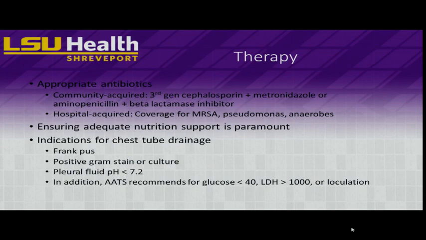So the AATS guidelines also recommend that you perform chest tube drainage if your glucose is less than 40, if the LDH is greater than 1,000, or if you see any evidence of loculation.